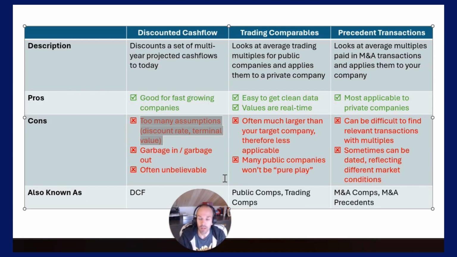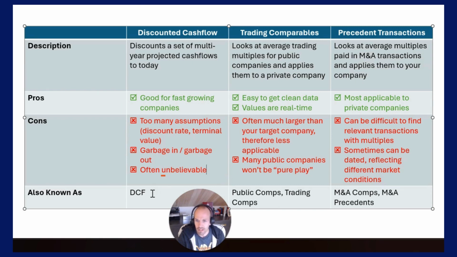Or the terminal value. How do you come up with what the value is of the business at the end of the projection period? We'll get into more of that detail in the specific discounted cash flow video that I'll do at a later date. But these things really sway the usefulness of a discounted cash flow. Because it's garbage in, garbage out: you put bad projections in, you're going to get bad value out. And a lot of the time, buyers or investors or whatever it might be don't really pay attention to a discounted cash flow or don't really believe it.